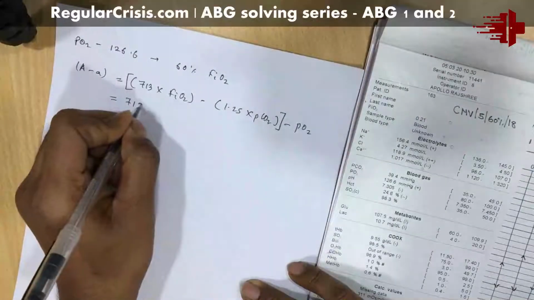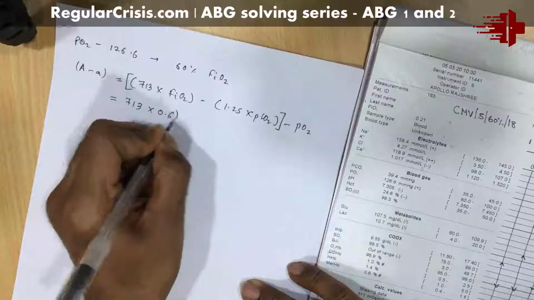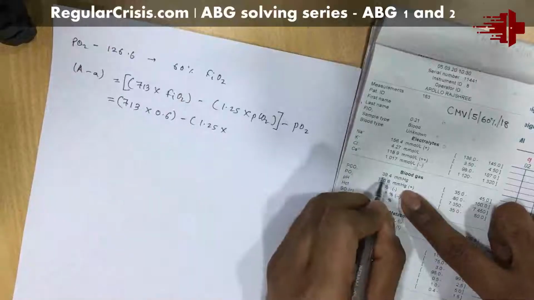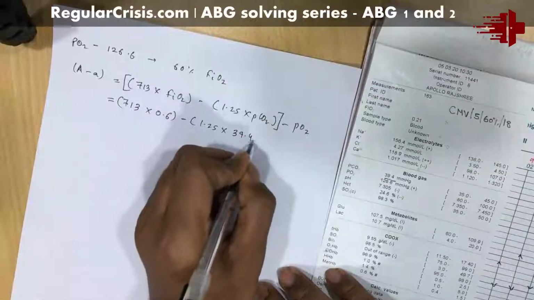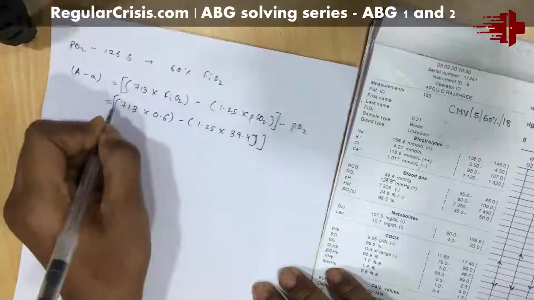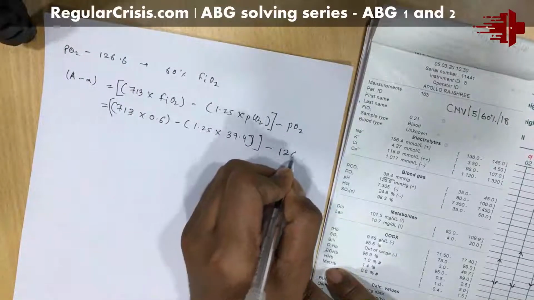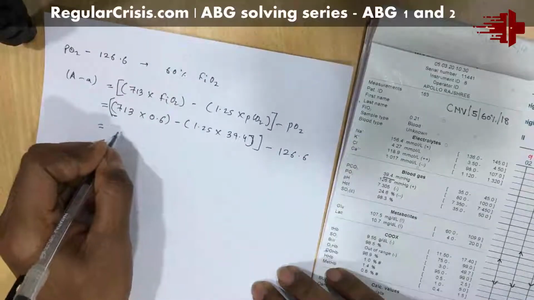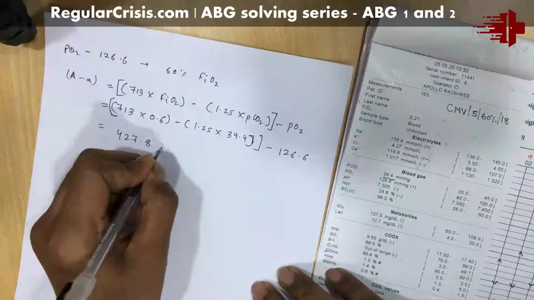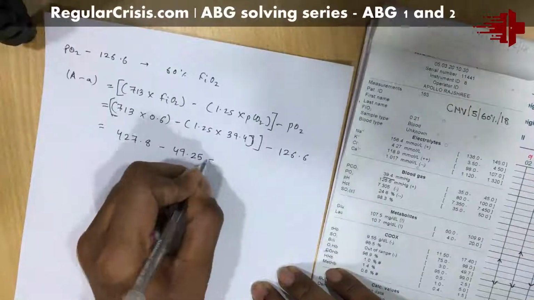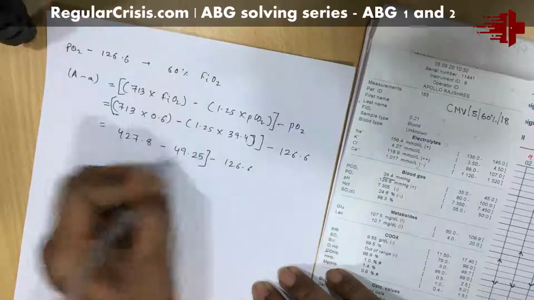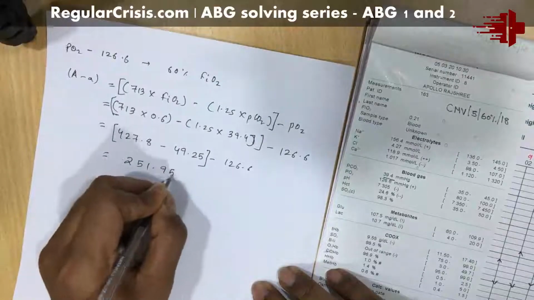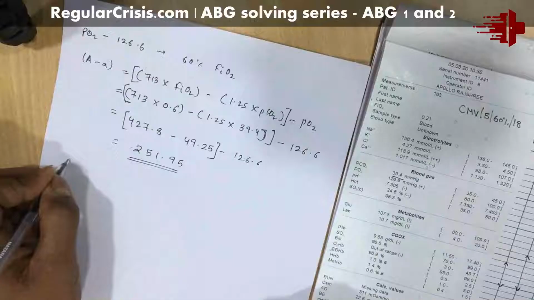Okay. So 713 into 0.6 minus 1.25 into the PCO2, which in this patient is 39.4, and PO2 is 126.6. I've already solved it. So this is 427.8 minus 49.25 minus 126.6. The total comes out to be 251.9. Okay, so the alveolar arterial gradient is high, more than 50.